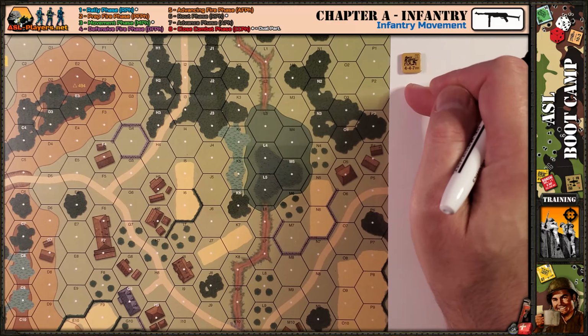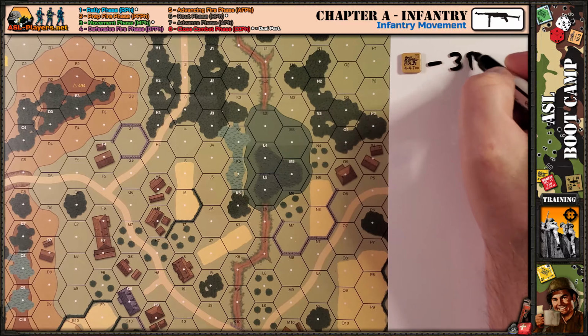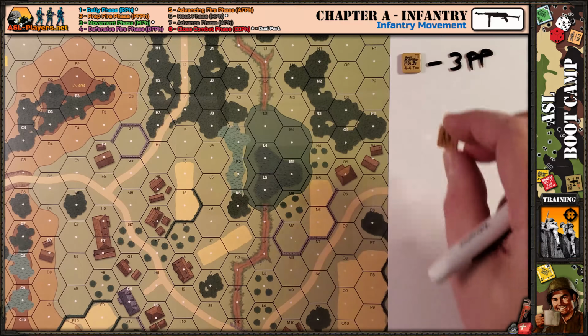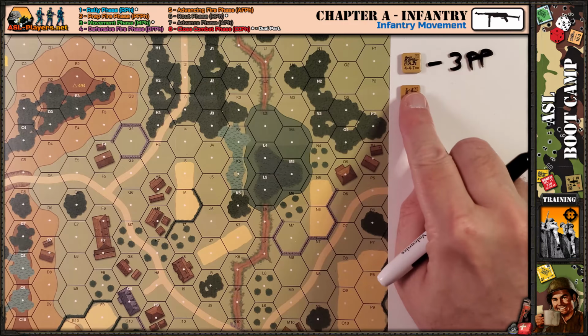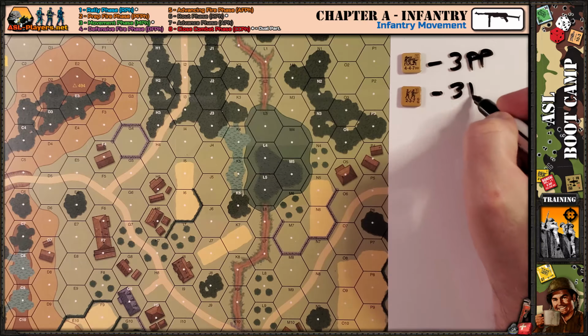So a squad can carry 3 portage points. I should say a multi-man counter, which a squad is a multi-man counter. A half squad is also a multi-man counter. It can also carry 3 portage points.